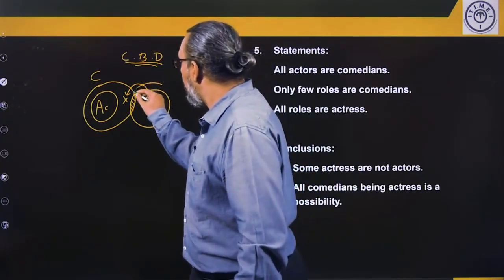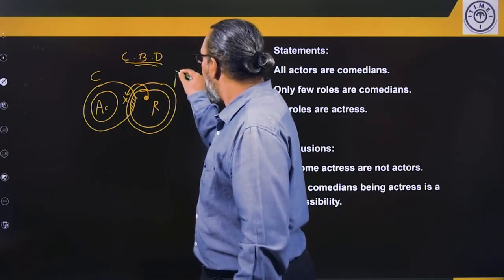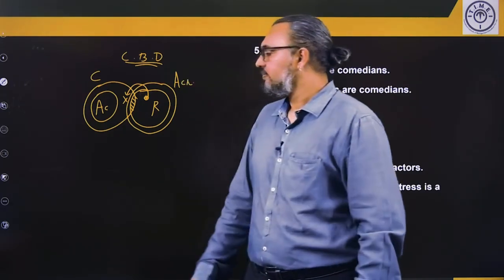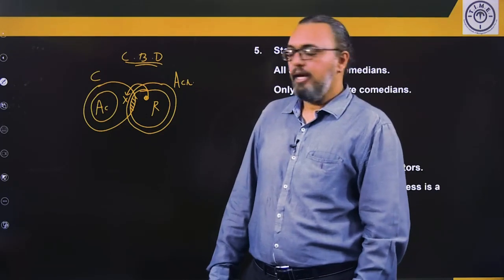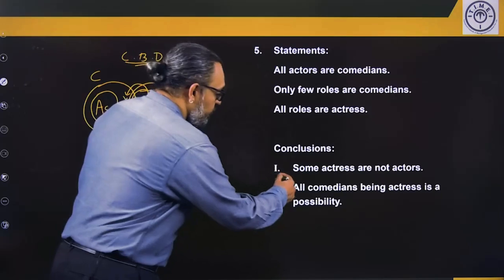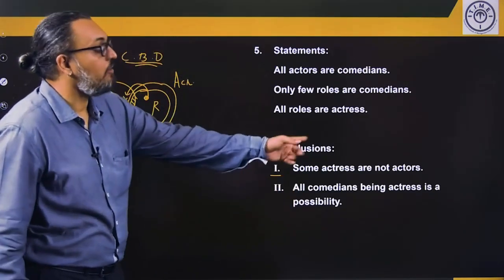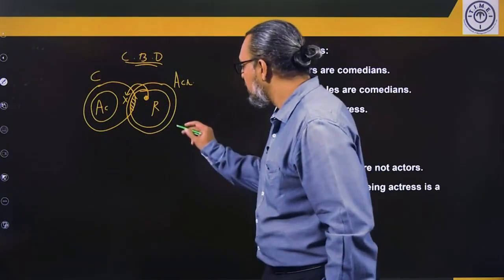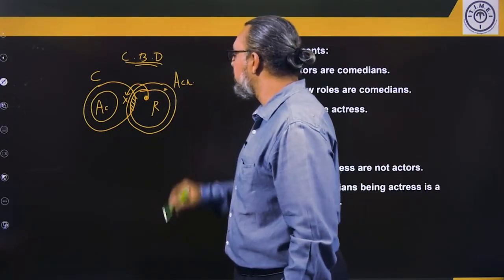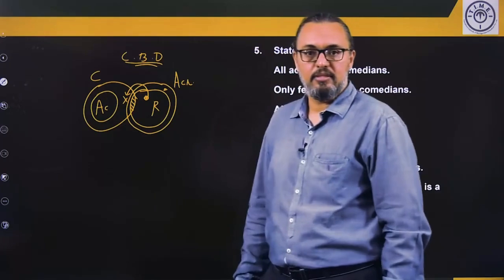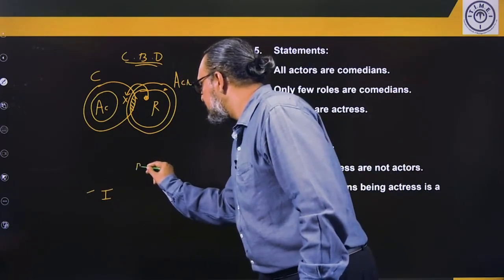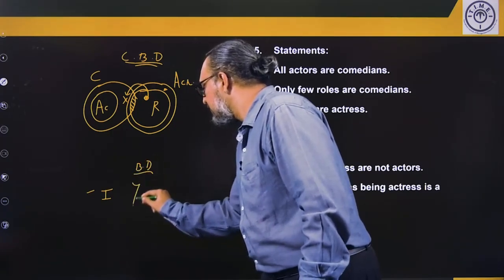Okay. So, all the roles are actresses. Okay. Right. Now, this is my combined basic diagram. Look at the conclusions. First one says some actresses are not actors. Check. Yeah, see, these are some of my actresses. Okay, these are some of my actresses that are not actors. So, what is happening? The first one, which is negative, is satisfying our basic.